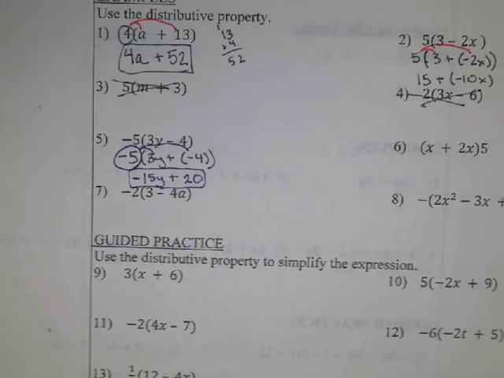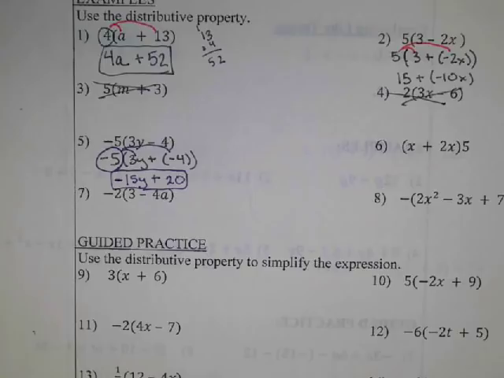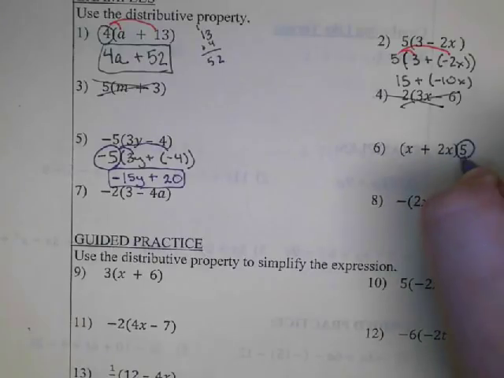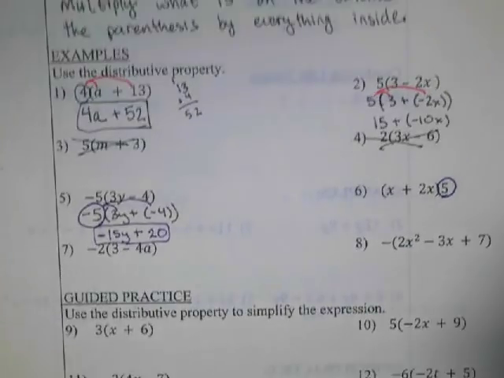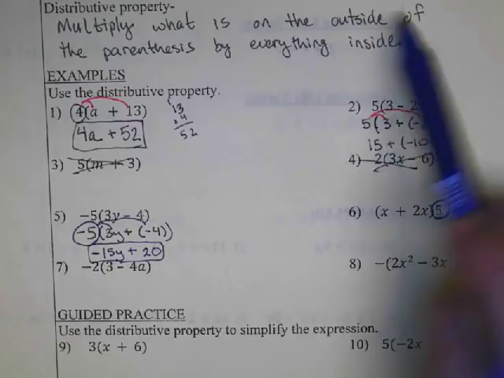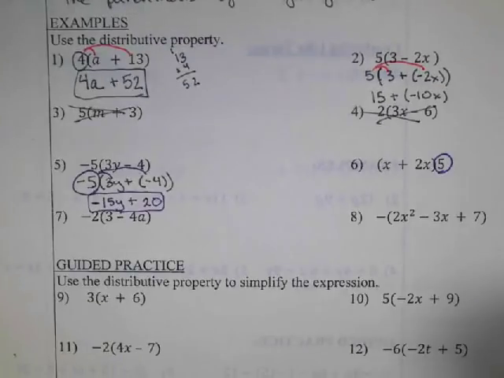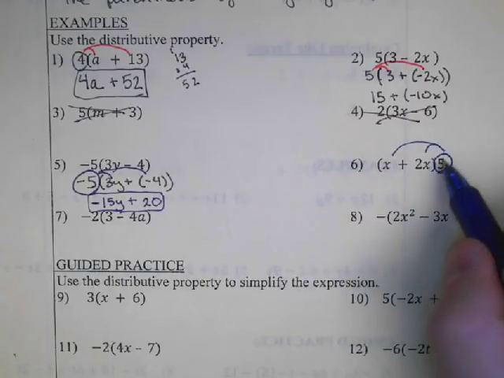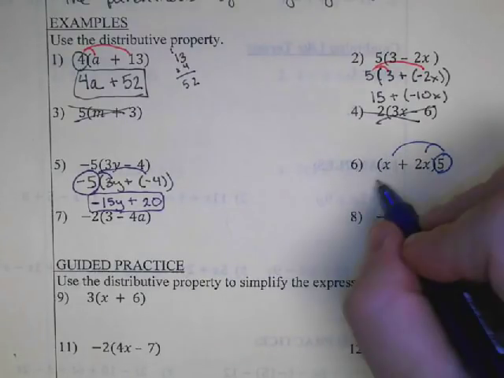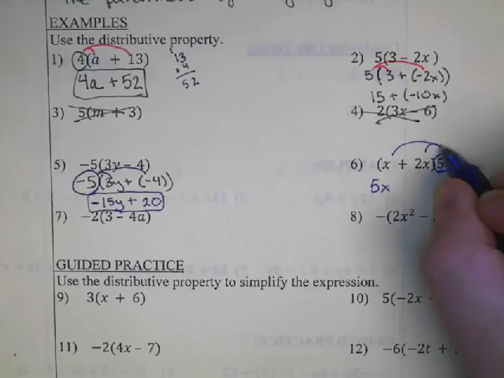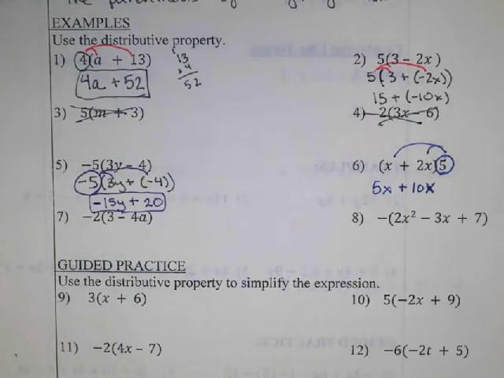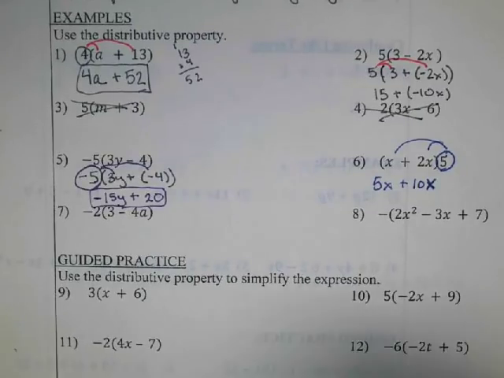Now, I do want to show you number 6. It's pretty straightforward, but it's the same exact idea. It's just the numbers on the back side. So when that happens, what we'll do is we'll just distribute whatever is on the outside, following our rules, multiply what is on the outside of the parentheses by everything on the inside. So we'll just take that 5, and we can just work it backwards. So we could have 5 times x is 5x, and then 5 times 2x would be plus 10x, just like that. So that one's pretty straightforward.